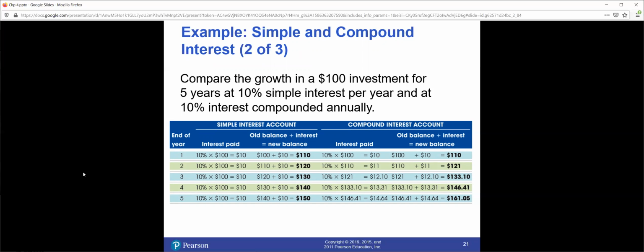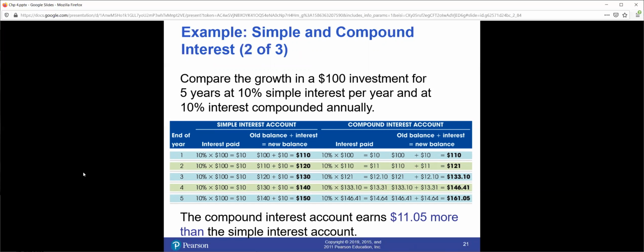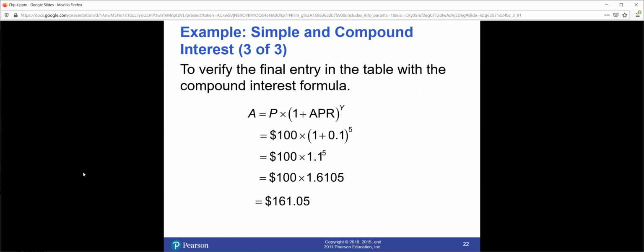And this continues to grow and grow and grow, such that at the end of year 5, the simple interest account has a new balance of $150. The compound interest account has a new balance of $161 and a nickel. So you've made $11.05 more with the compound interest account than the simple interest account.